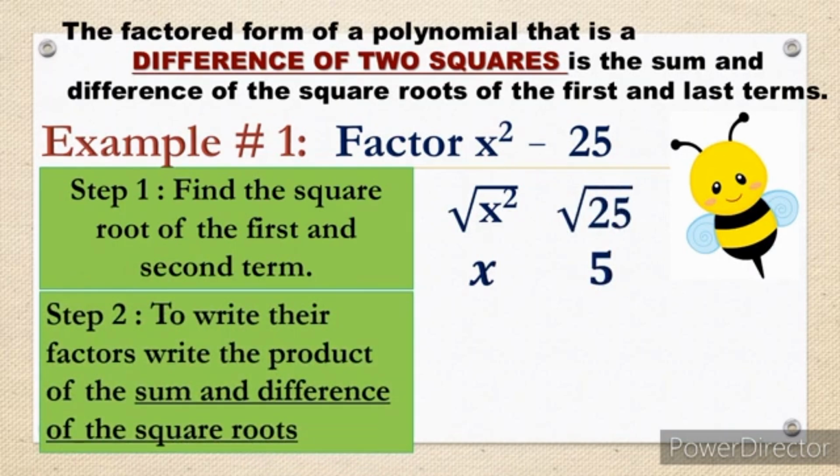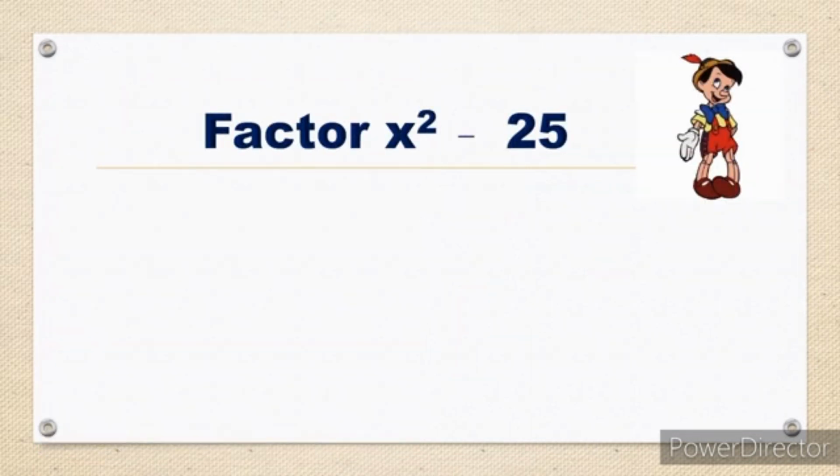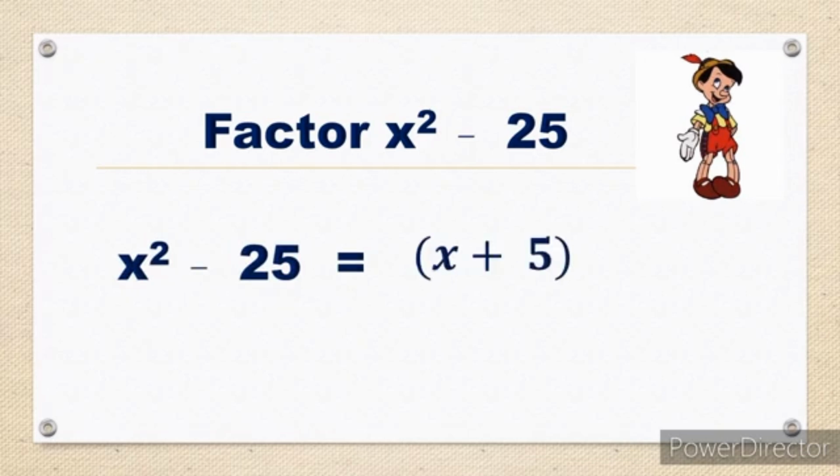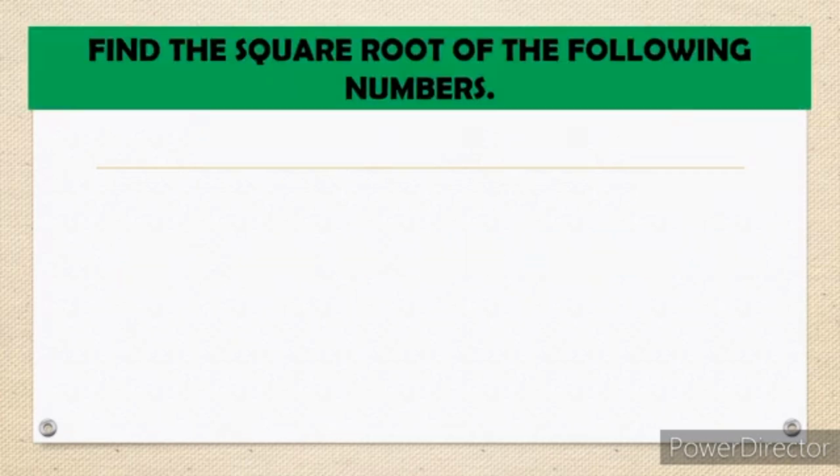Step number 2, to write their factors, write the product of the sum and difference of the square roots. Sum means plus, or positive, and difference means minus, or negative. So we have x plus 5 times x minus 5. That is the factor of x squared minus 25. Again, to factor x squared minus 25, the answer is x plus 5 times the quantity of x minus 5. That is how to factor the difference of two squares.